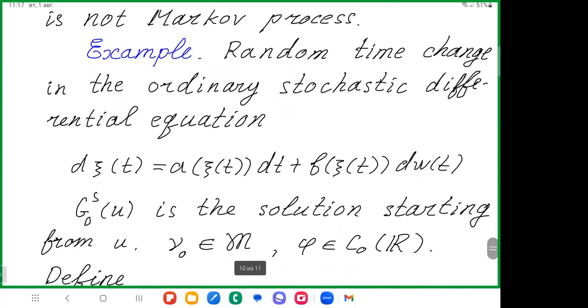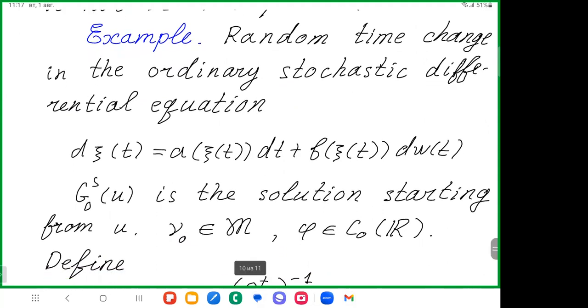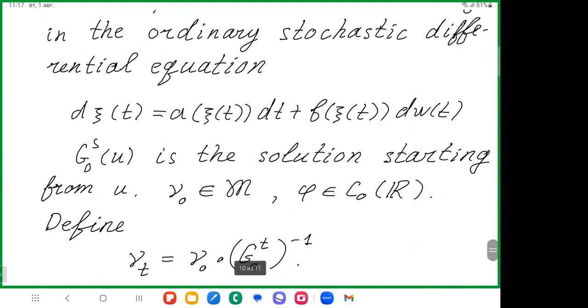Now fix some probability distribution mu 0 on R, and a function phi which belongs to C0(R). I forgot to write here that phi must be positive. It must be positive. Then define the following measure nu t.